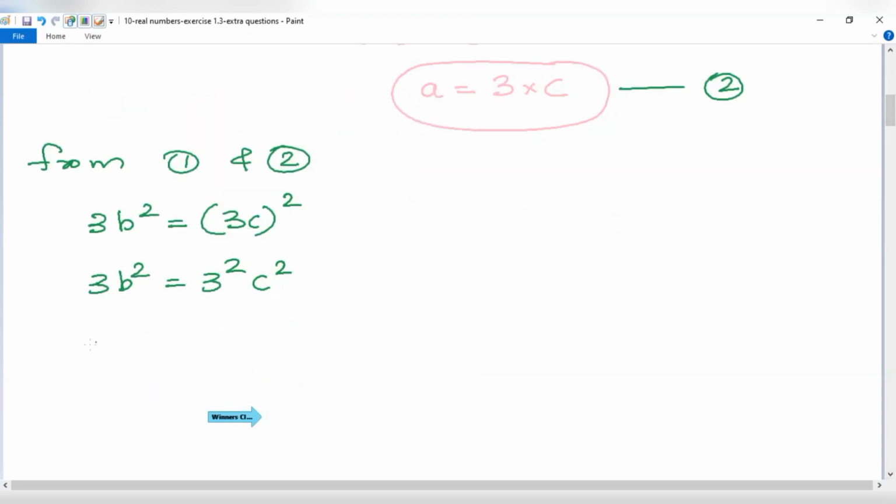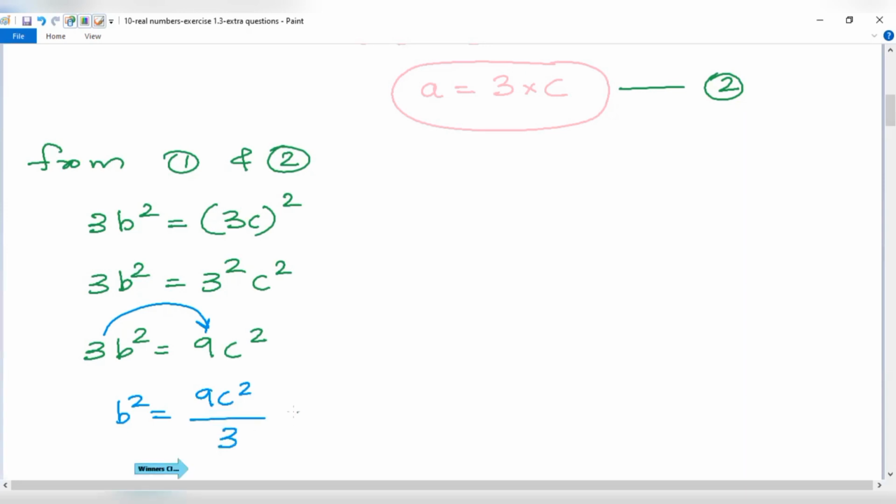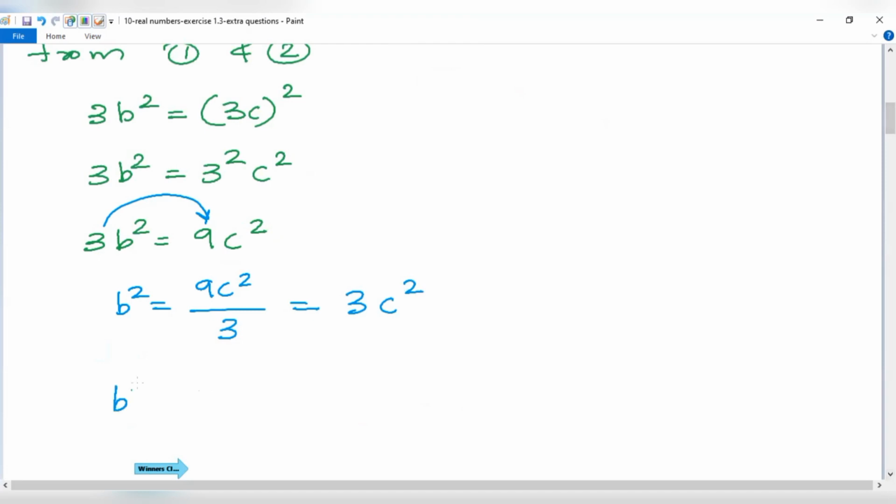See, what we get is 3b square equals 3 square, that is 9, 9c square. Now, if we take that 3 to the other side, what we get is b square equals 9c square by 3. That is, b square is 3c square. Now what we get is b square is a multiple of 3. 3 is here.